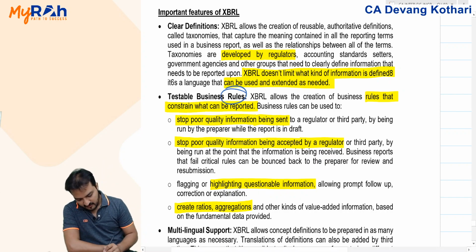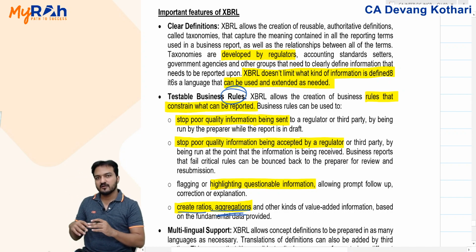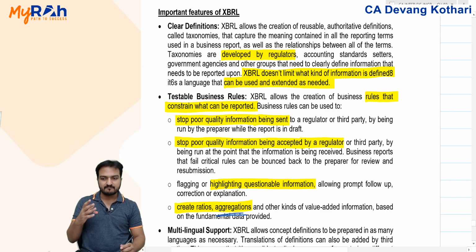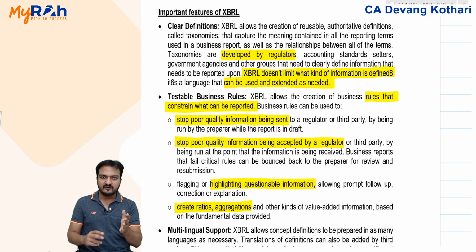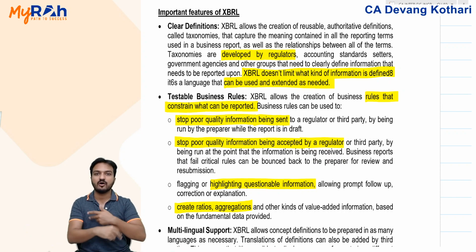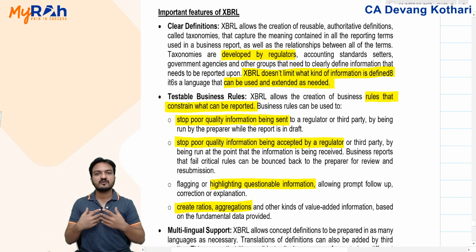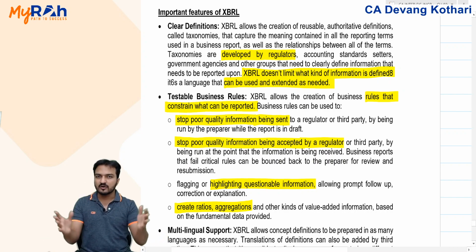These testing rules can also create ratios and aggregations. Creating ratios, that is, it can make some calculations, say it can calculate the total salary of all companies in India. It can also make ratios, like what is the ratio of DA allowance to basic salary for all companies in India. It can do general ratios, general aggregations for all the data that is filed.